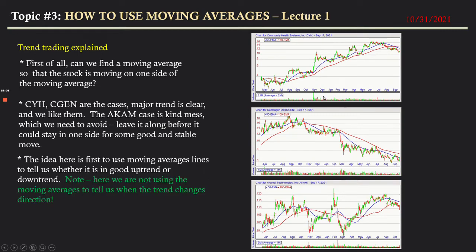So the idea is when we go for an uptrend, we want to find examples like CYH. And when we go short, we want CGEN. So we use this moving average to tell us the trend is going up or going down and is stable. But here we are not trying to tell that the trend is changing. That's why we call this approach trend following.